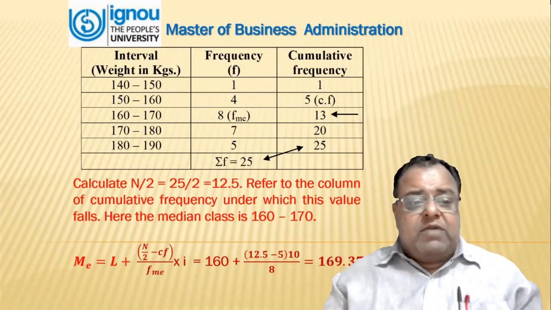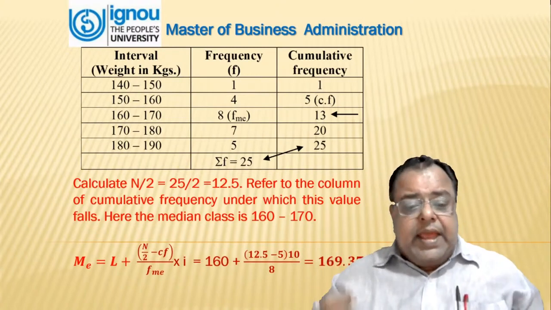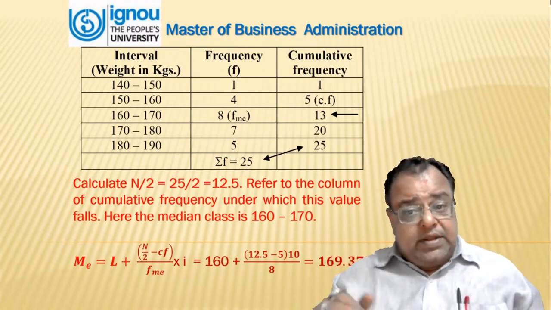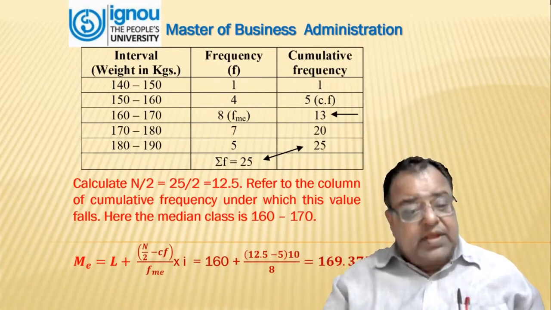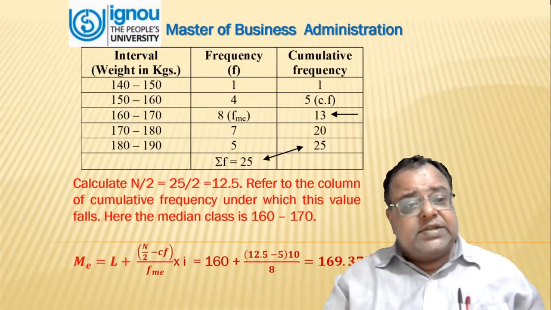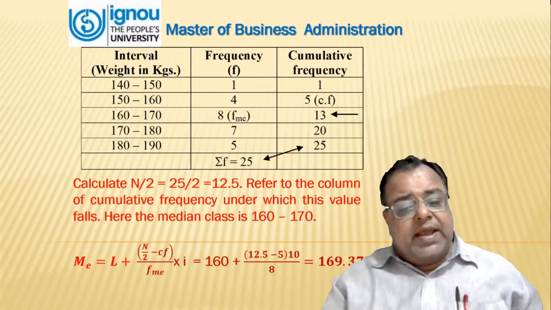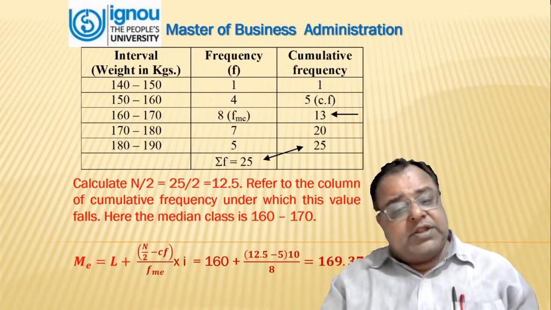Your L is the lower value of the median class, that is 160. N by 2 is 12.5. Your cumulative frequency above the median class is 5. Your frequency of the median class is 8, and the class width is 10. With that, after calculation, we get the value of 169.375.